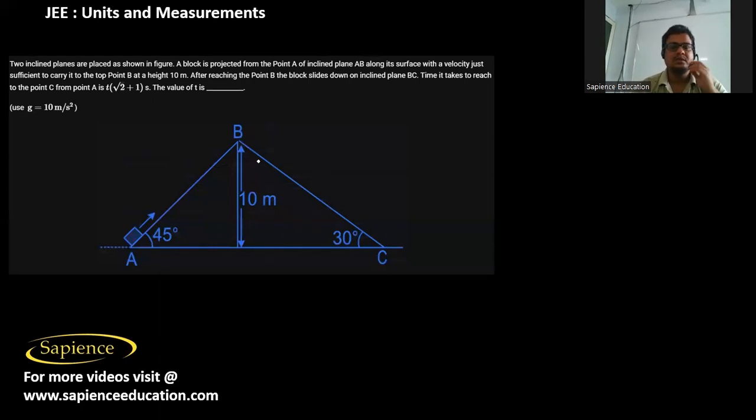And here it is told two inclined planes are placed as shown in the figure. A block is projected from the point A of inclined plane AB along its surface with a velocity just sufficient to carry it to the top point B at a height 10 meters. After reaching the point B, the block slides down on inclined plane BC.